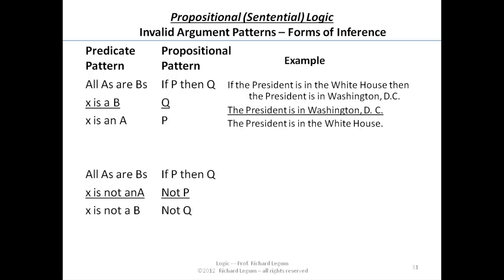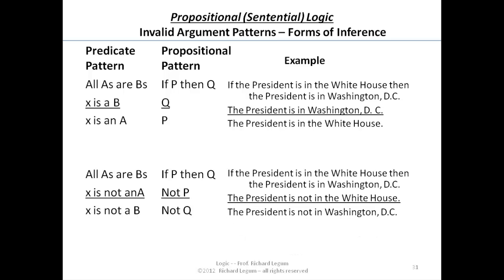Don't worry about the names, that might get you confused, but think about the inference. If the president is in the White House, then the president is in Washington, D.C. The president is not in the White House. Where could he be? The president could be up in New York viewing a disaster or something like that. So the president would not be in the White House, but from those two facts you cannot conclude that the president is not in Washington, D.C. And this concludes the valid and invalid patterns of argument that we're taking a look at in propositional logic.